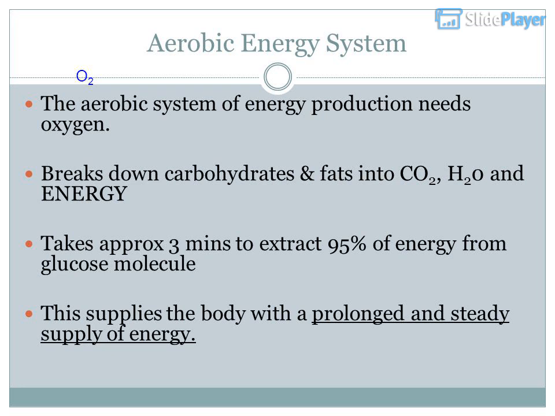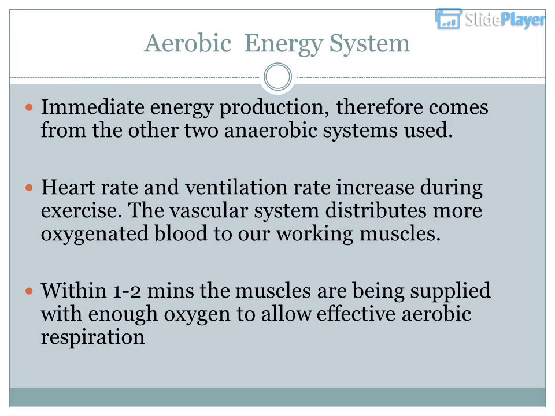Aerobic energy system. The aerobic system of energy production needs oxygen. It breaks down carbohydrates and fats into CO2, H2O and energy. It takes approximately 3 minutes to extract 95% of energy from a glucose molecule. This supplies the body with a prolonged and steady supply of energy. Immediate energy production, therefore, comes from the other two anaerobic systems.